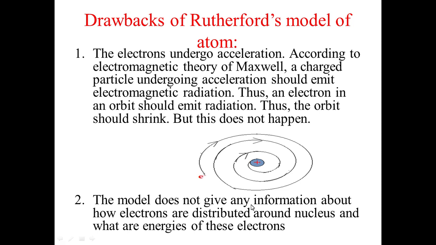The second biggest drawback of the Rutherford model is that it never explained the electronic distribution of the atom, how electrons are arranged inside the atom.